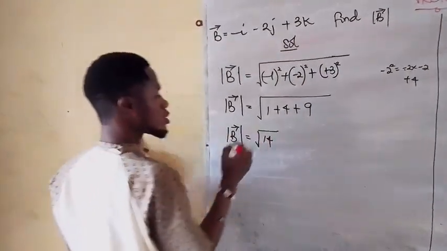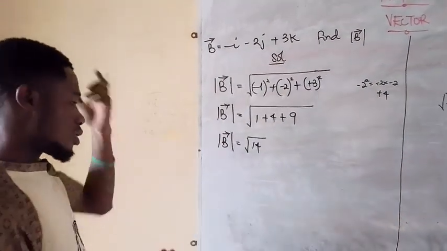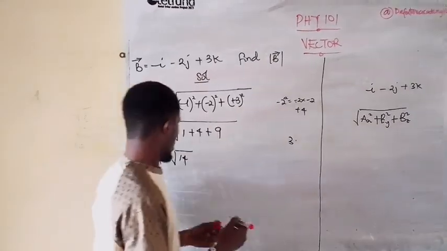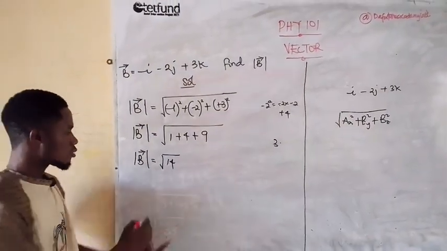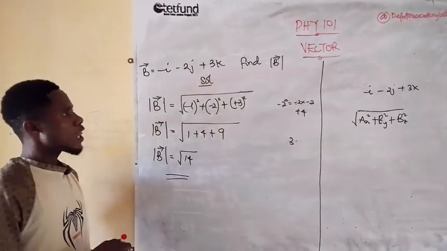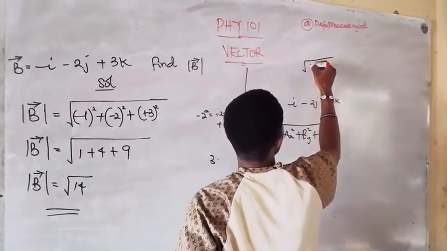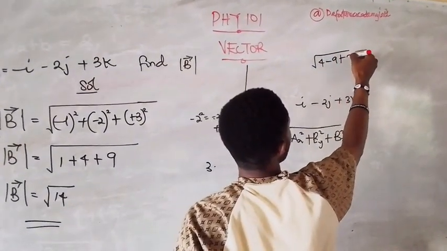There is no root of 14. 14 is not a perfect square. So if I want to solve this further, my answer should start from 3 point something. But since I don't have the exact answer, I'll just stop here. This becomes my modulus. But I want to ask a question. In a case where you have something like this, root of 4 minus 9 plus 5.